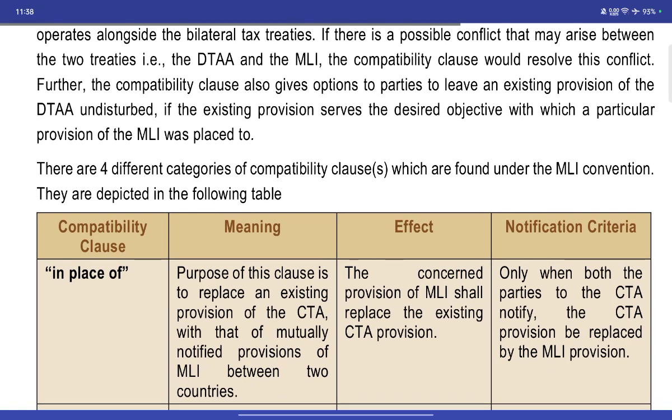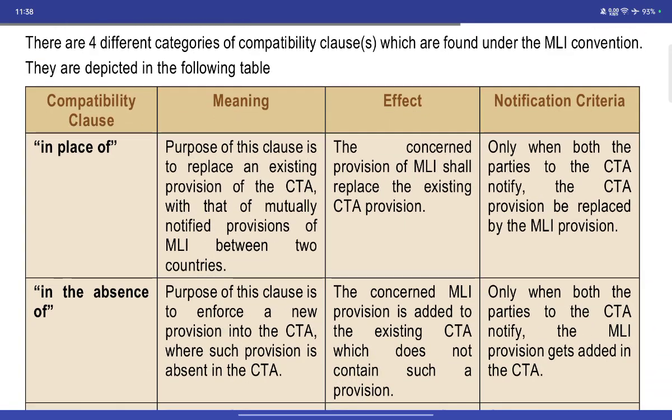There are four categories of compatibility clauses found in the MLI convention. They are displayed in the following table.